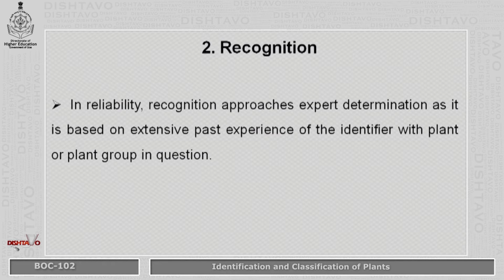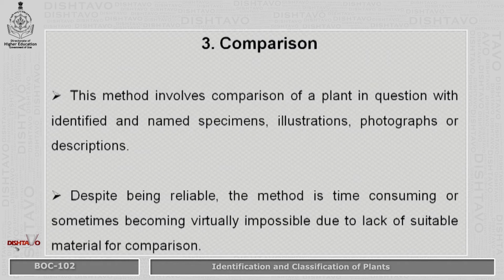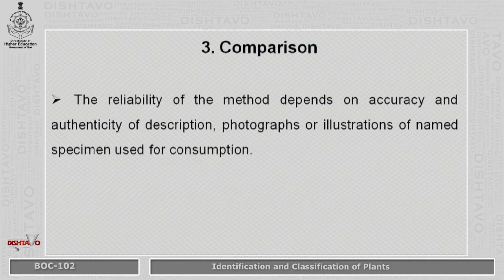Number 2, recognition. In reliability, recognition approaches expert determination as it is based on extensive past experience of the identifier with plant or plant group in question. The third method, comparison. It involves comparison of a plant in question with identified and named specimens, illustrations, photographs, or descriptions. Despite this being a reliable method, it's time consuming and sometimes becomes virtually impossible due to lack of suitable material for comparison. The reliability of this method also depends on accuracy and authenticity of description, photograph, or illustrations of the named specimen used for comparison.